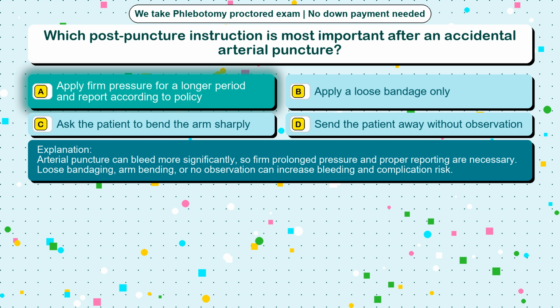Arterial puncture can bleed more significantly, so firm prolonged pressure and proper reporting are necessary. Loose bandaging, arm bending, or no observation can increase bleeding and complication risk.